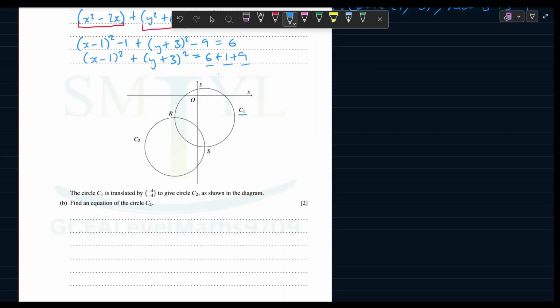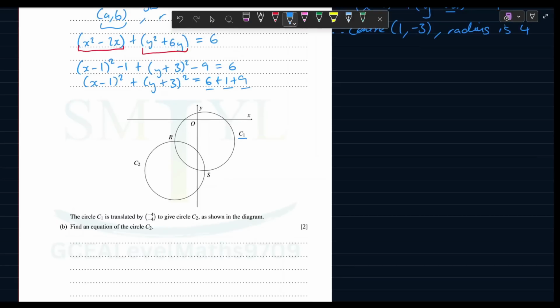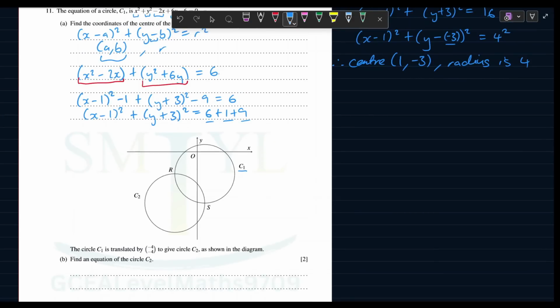Okay, so we've got our center at, what's our center? Our center is (1, -3). So somewhere here, we've got our center for C1 as (1, -3). And then they've applied a translation. It says -4 units in the x-axis and -4 units in the y-axis.